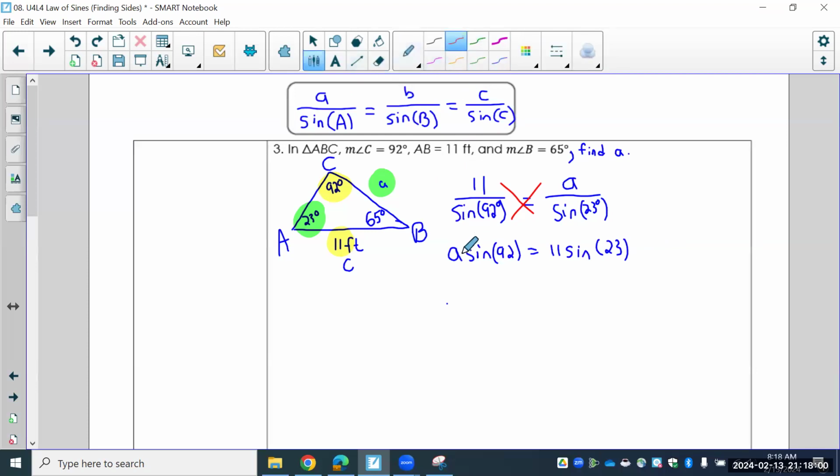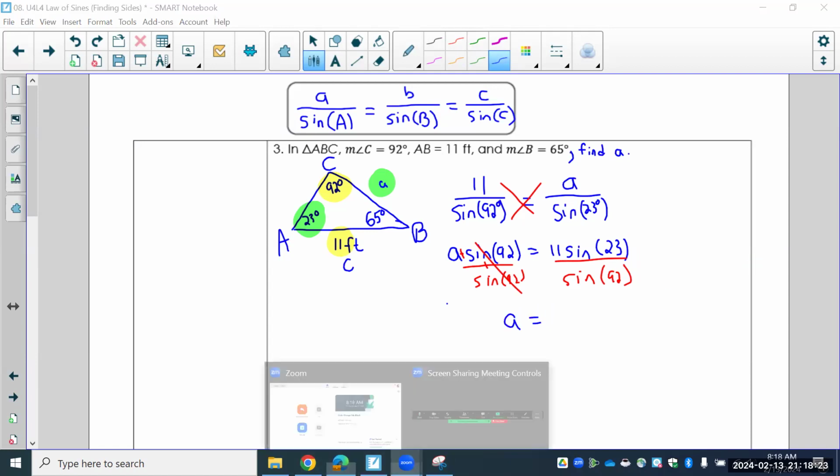Then to get rid of this, you can divide, because division will cancel the multiplication, and then you divide by sine of 92 on both sides to maintain that algebra relationship of whatever I do to the left, I must do to the right. And that'll give us the answer, which of course we're going to type into Desmos. So let's take a look at that.